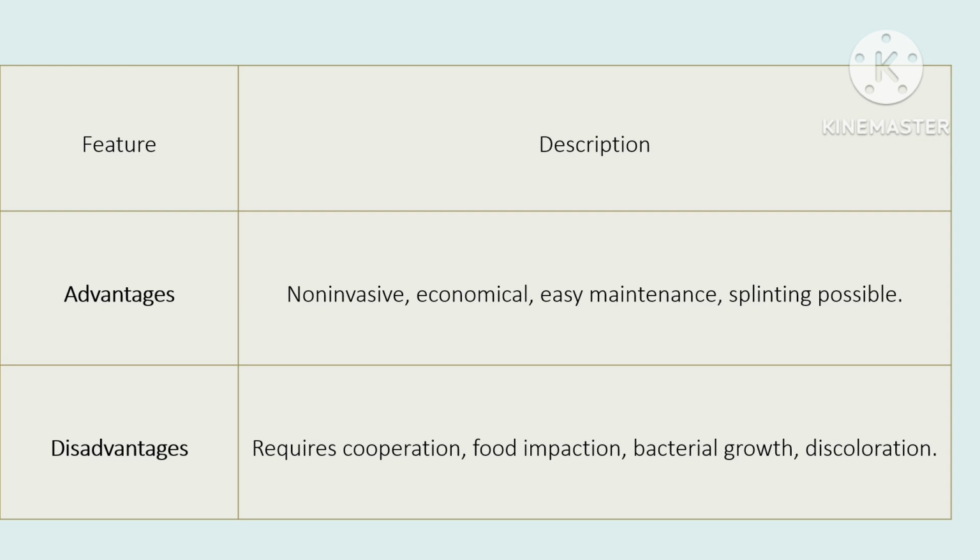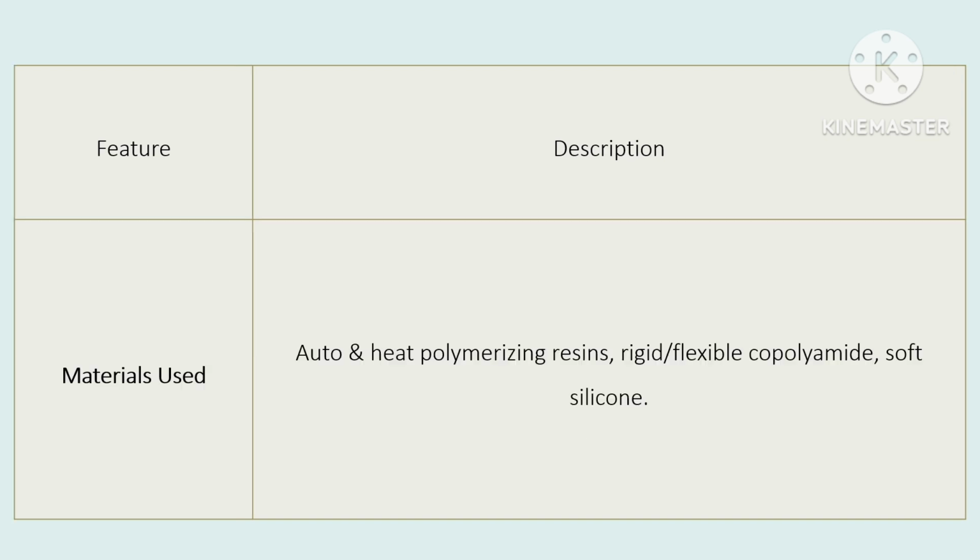Advantages are that it is non-invasive, economical, easy to repair, and able to provide splinting support. And disadvantages are the need for patient compliance, the risk of food impaction, bacterial growth, and eventual discoloration of the prosthesis. These prostheses can be fabricated from various materials such as auto-polymerizing and heat-cure acrylic resins, rigid or flexible copolyamides, and soft silicone materials.